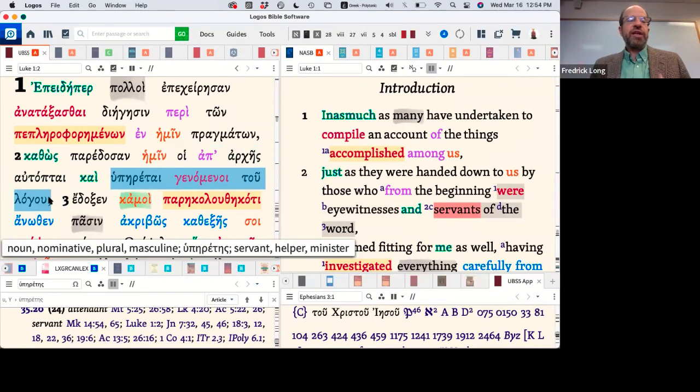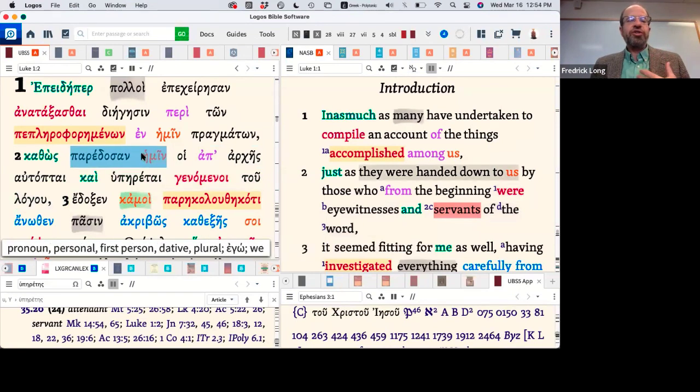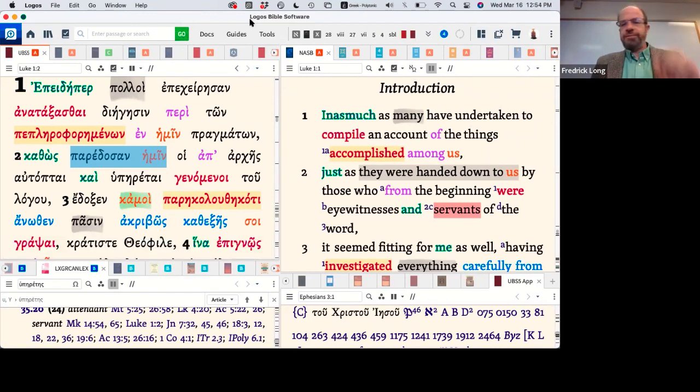These are the sources, and they're passing this along to us. So there seems to be some broader appeal to a community. So not just Luke individually, but these people are sharing something that benefits us, both Theophilus, Luke, and then maybe other people as well. This is kind of like public material.